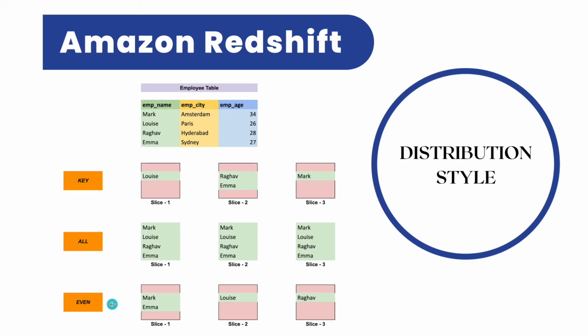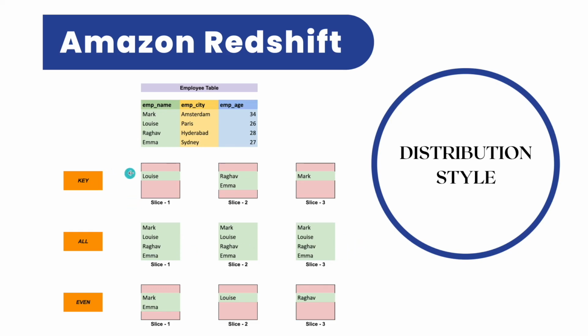For even, what will happen? Amazon Redshift will simply distribute the rows among the slices in a round robin manner. So you see, first row will go to slice 1, second row will go to slice 2, third row will go to slice 3, again fourth row will go to slice 1. If there are more rows, Amazon Redshift will continue to add the new rows across the slices. The advantage with even, as the name suggests, is that it is safe to assume that all the slices will hold roughly the same number of rows.